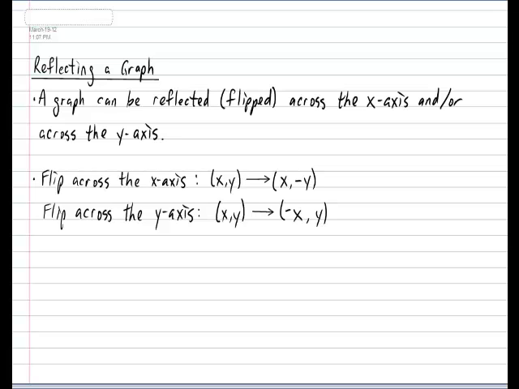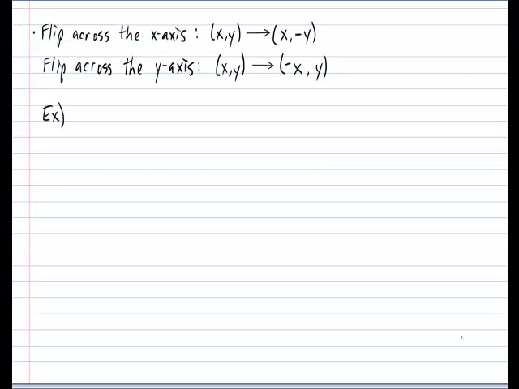Now, the easiest way to see how this works is with a quick example. So, I would like you to put example. I would like you to take a moment to draw the following graph. Go ahead, pause the video and do it now.